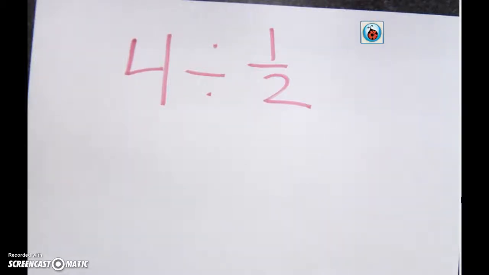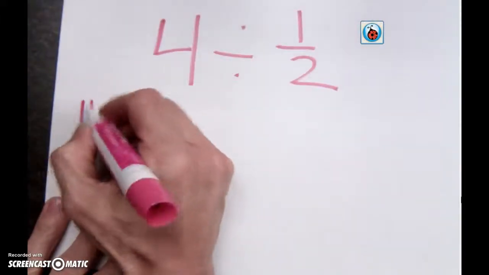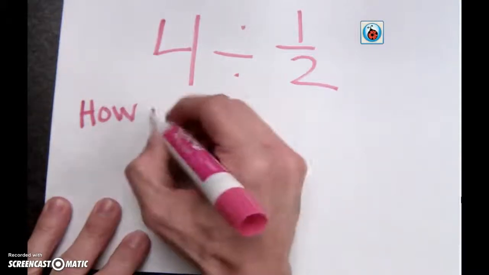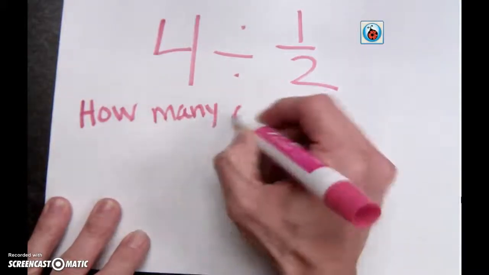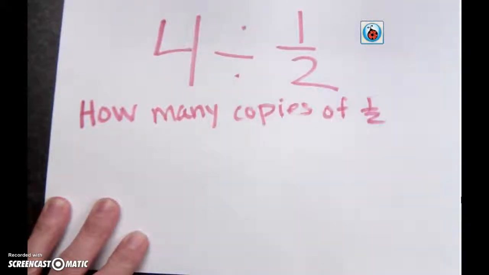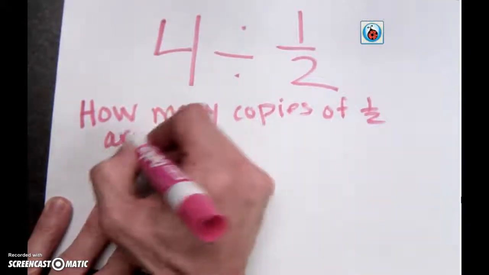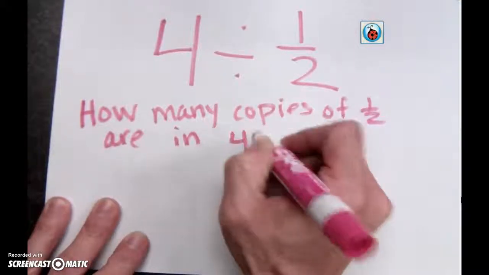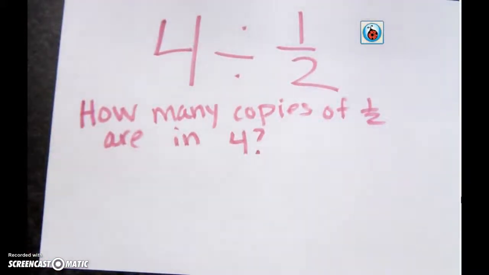Okay? So again, if we're thinking of the copies of idea, if we have 4 divided by 1/2, the students need to be asking themselves, how many copies of 1/2 are in 4? So I think if they think about it that way, it's a little bit easier for them to understand.